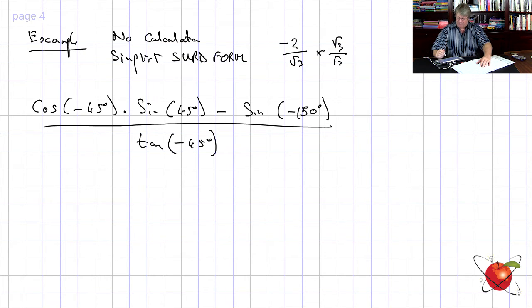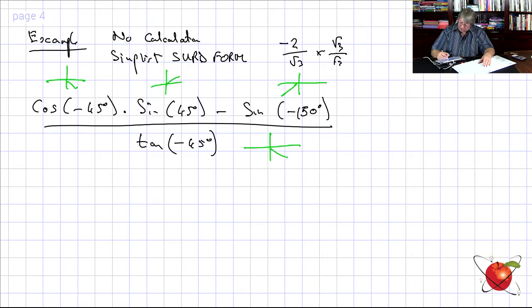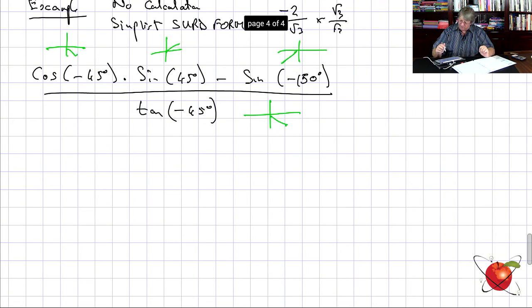Okay, now first of all, let us find out where are we. Take my little green. Cos of minus 45, I am there. Sine of 45, I am in the first quadrant. Sine of minus 150, I am down there. Tan of minus 45, I am there. Change to positive, right? Because now we're actually working with numbers. So let's change them to positive, shall we?